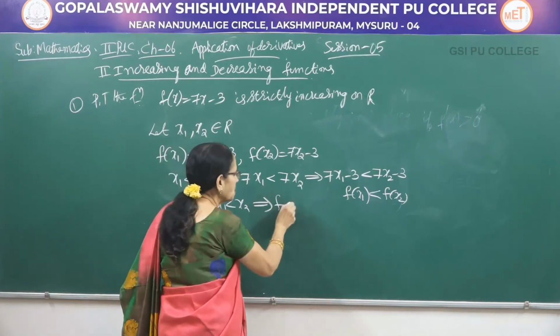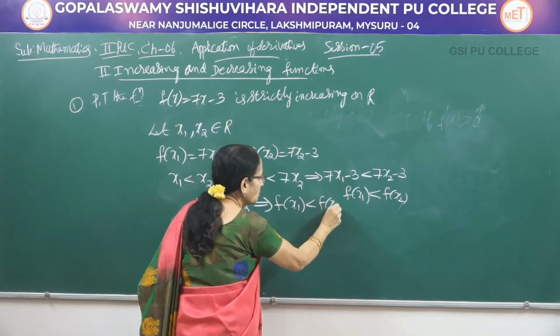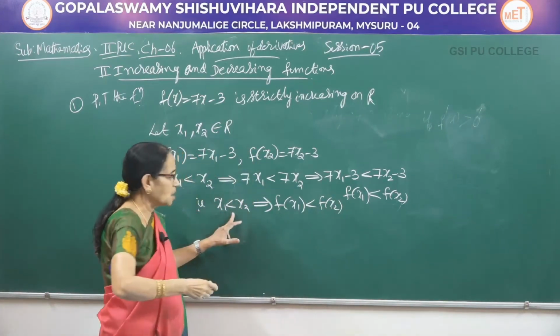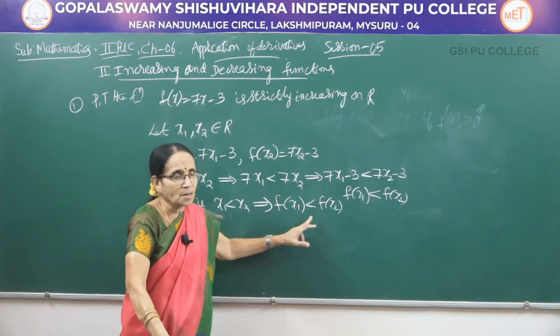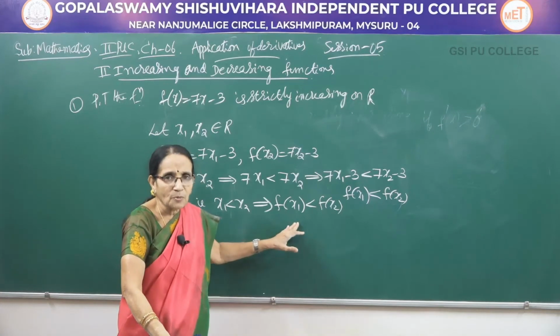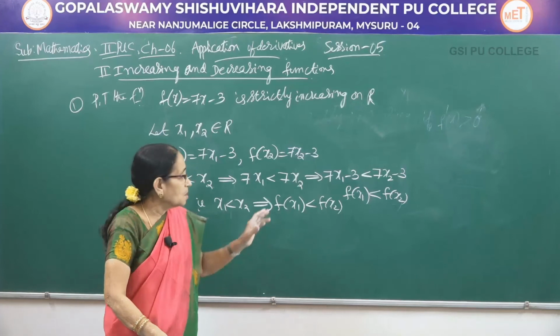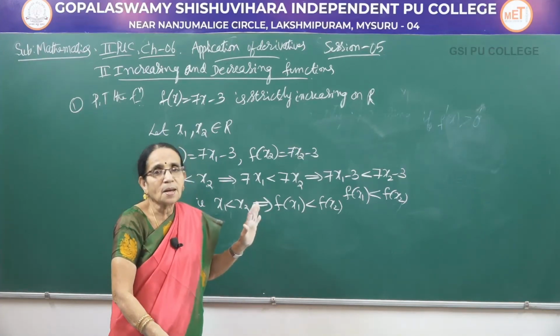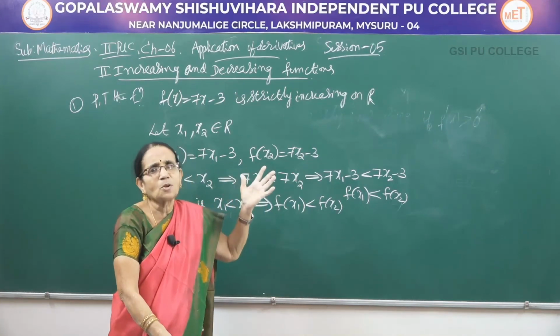What has it implied? It has implied that f of x1 less than f of x2. We have here always a strict inequality. Here also we have got the strict inequality. Therefore, x1 less than x2 has implied f of x1 less than f of x2. So what is our conclusion? The function is strictly increasing on R, because you can give any value for x here.